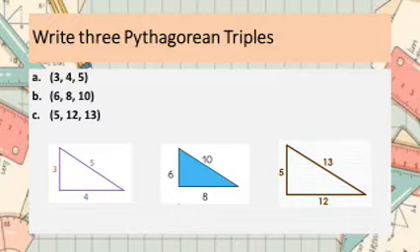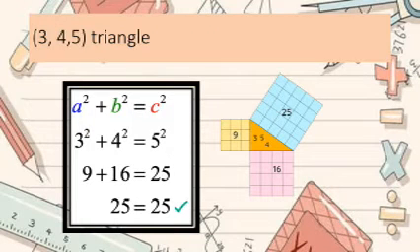For the first example, to verify that 3, 4, and 5 is a Pythagorean triple, we're going to use the Pythagorean formula, which is a squared plus b squared equals c squared. We substitute 3 for a, 4 for b, and 5 for c. So 3 squared is 9, 4 squared is 16, and 5 squared is 25. 9 plus 16 is 25. Then it is true that 3, 4, and 5 is a Pythagorean triple because 25 is equal to 25.